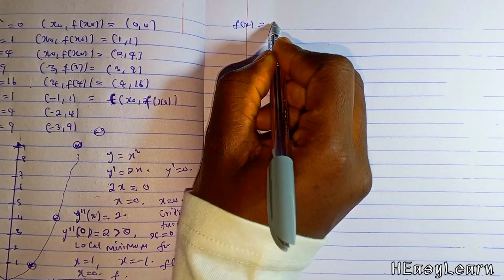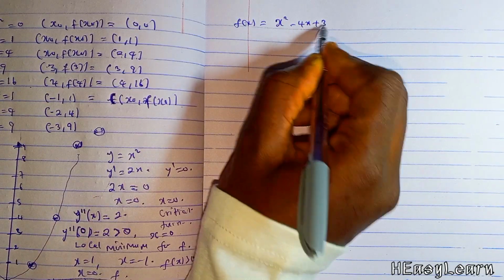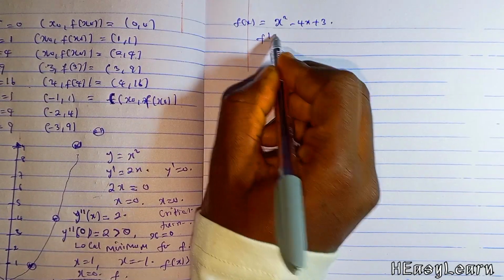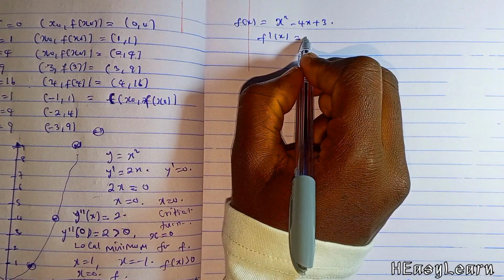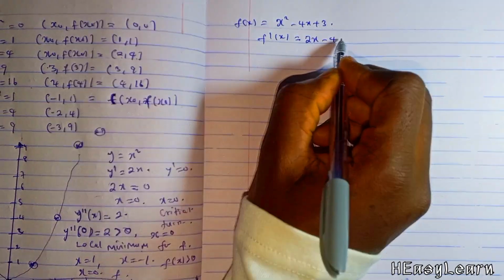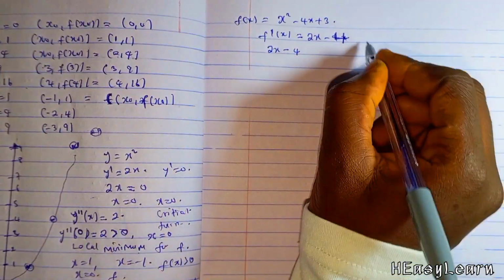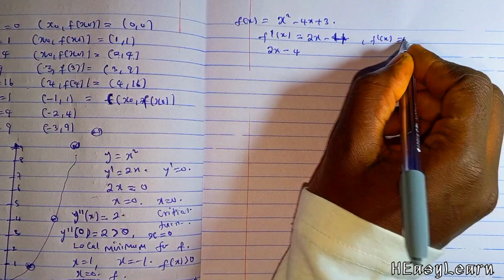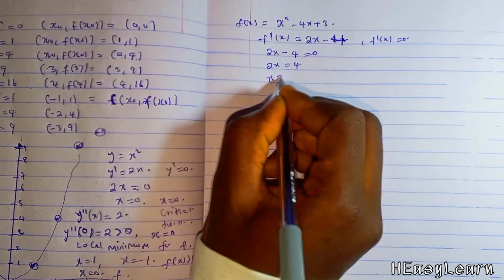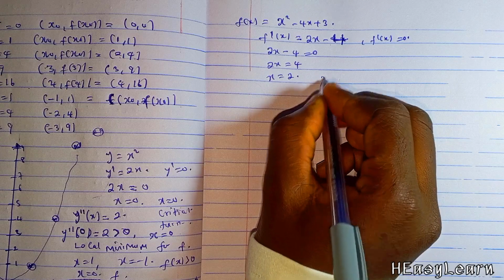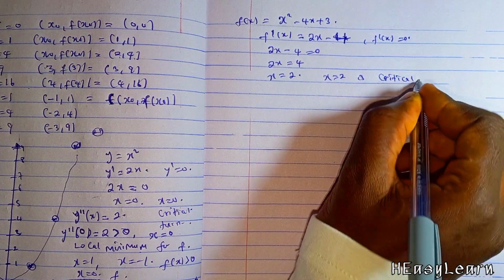We have to use the fourth derivative to test the local minimum or maximum of the function. Given the function f of x equals x squared minus 4x plus 3. In this case, what is the first derivative of this function? The first derivative is 2x minus 4. At the critical point, that is, at the turning point, set f prime equals 0 and solve for x. This is 2x equals 4, x equals 2.